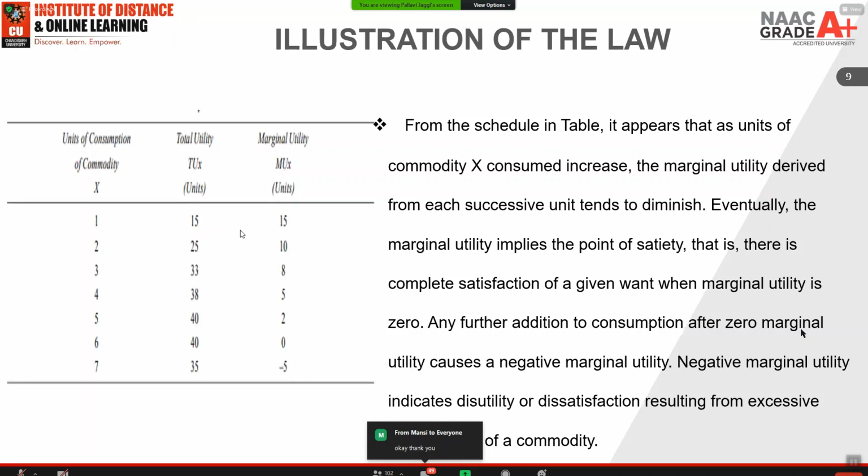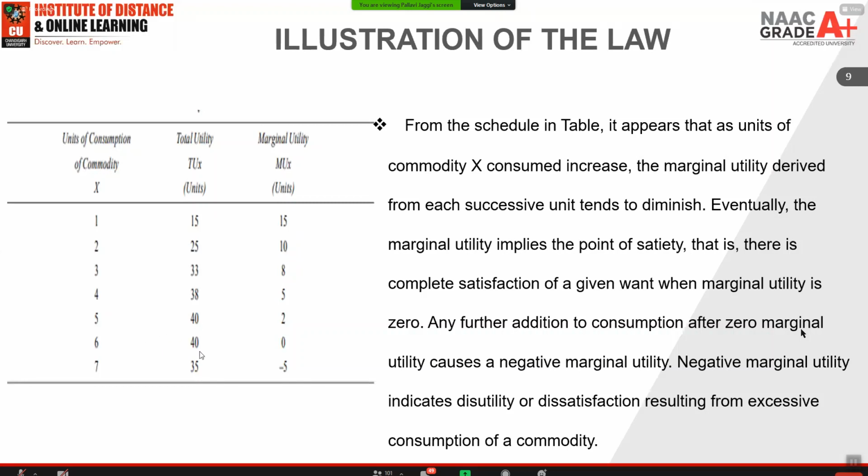Then comes the marginal utility. Marginal utility is what? The additional utility or additional satisfaction that a consumer derives from the consumption of commodities. So in this, what we can see is that as total utility is increasing, our marginal utility is decreasing at an increasing rate. You can see from this table, right?